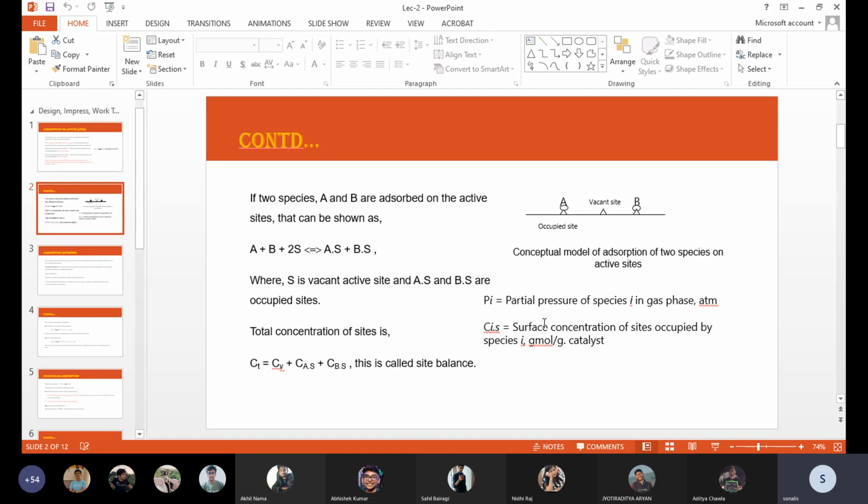So in the gas phase, if i is the species, P_i is the partial pressure of species i in the gas phase, in atmosphere or whatever unit you express the pressure in. C_i·S, after the molecule gets adsorbed on the vacant site S, becomes the surface concentration of sites occupied by species i, in gram mole per gram of catalyst. Similarly, A dot S, like C_i·S.